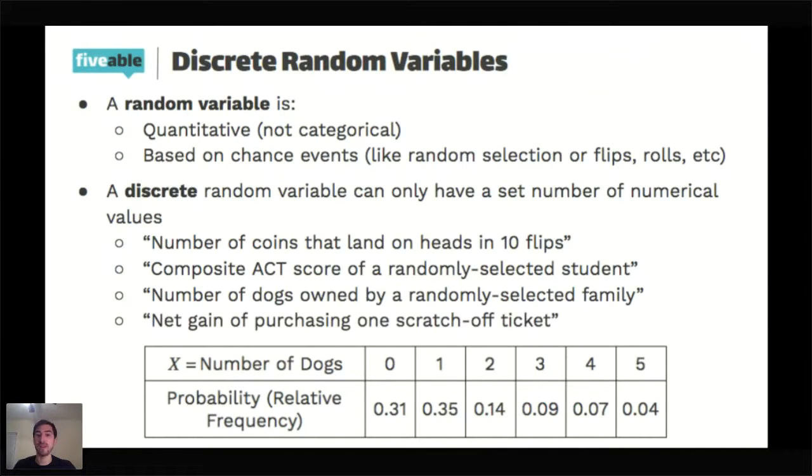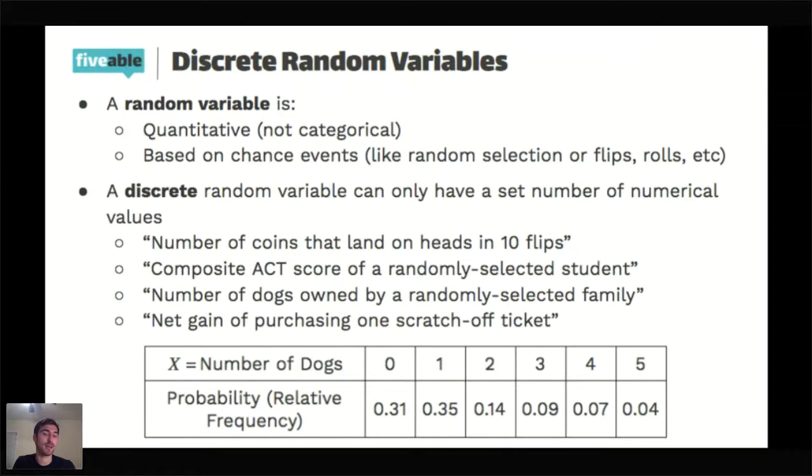And your net gain in purchasing a single scratch-off ticket. So if you buy a ticket for $1 and you win $10, your net gain was $9. Different tickets have different prize amounts, but there's not an unlimited number of prize amounts. Scratch-off games in particular have set dollar amounts that you can win. So you pay the cost, and then if you win a prize, you'll have a net gain. If you don't win a prize, you'll have a net loss.